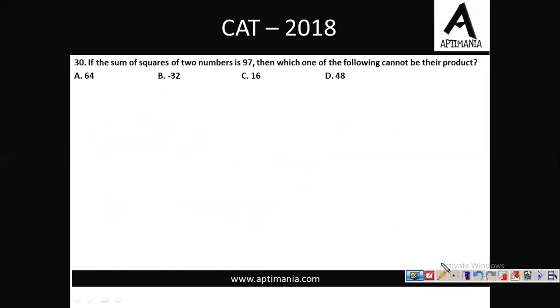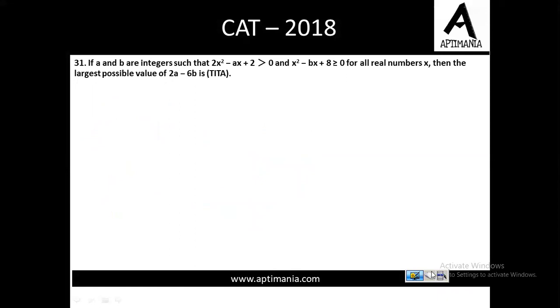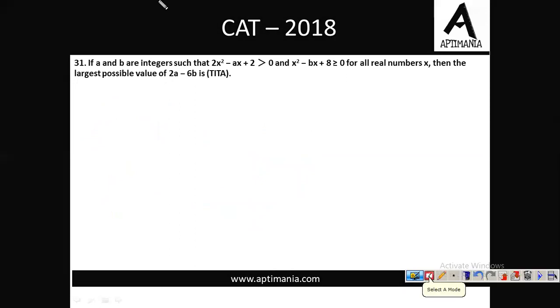Let's go ahead for the next question. Question number 31 is on the screen. Let's try to solve it out. If a and b are integers, so first condition is that a and b are integers, such that 2x square minus ax plus 2 is greater than 0. Let's try to solve this. 2x square minus ax plus 2 greater than 0. I'll take 2 common, so this will be x square minus a by 2x plus 1 greater than 0, right?